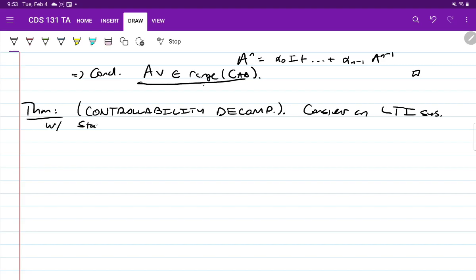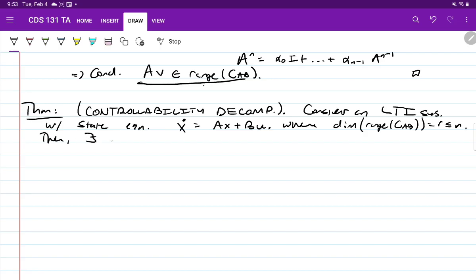with state equation x dot equals Ax plus Bu, where now the dimension of the range of CAB is equal to some r, which is less than or equal to n. Okay?